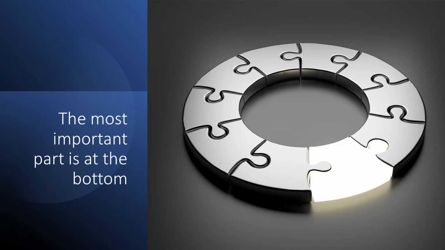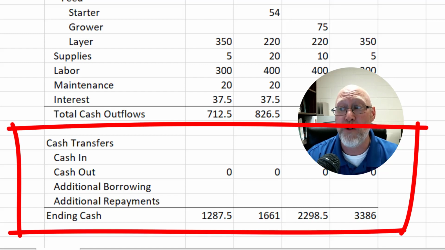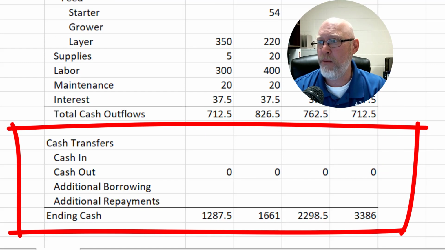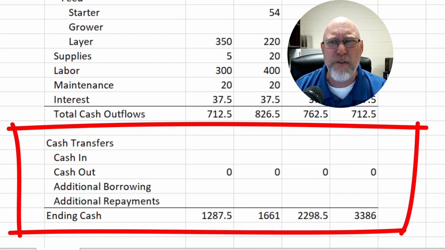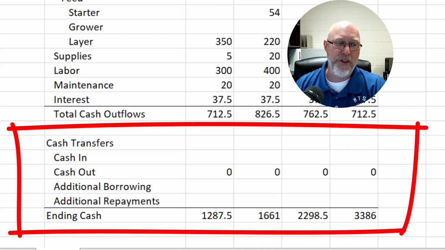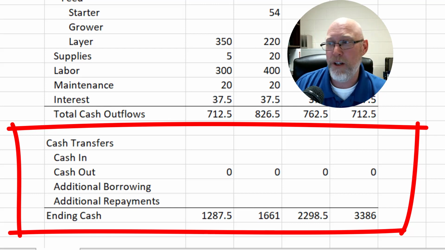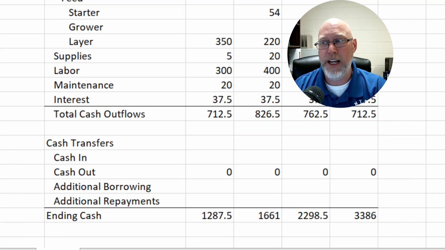The most important part of the cash flow budget is at the bottom. The bottom of the cash flow budget is a worksheet that you use for cash flow planning. Here is a cash flow budget for a backyard chicken operation that sells eggs, like at a farmer's market. And down at the bottom, we have our cash transfers, our cash in, our cash out, additional borrowing, additional repayments. And here's the question for you. Did this business do a good job planning cash flow?